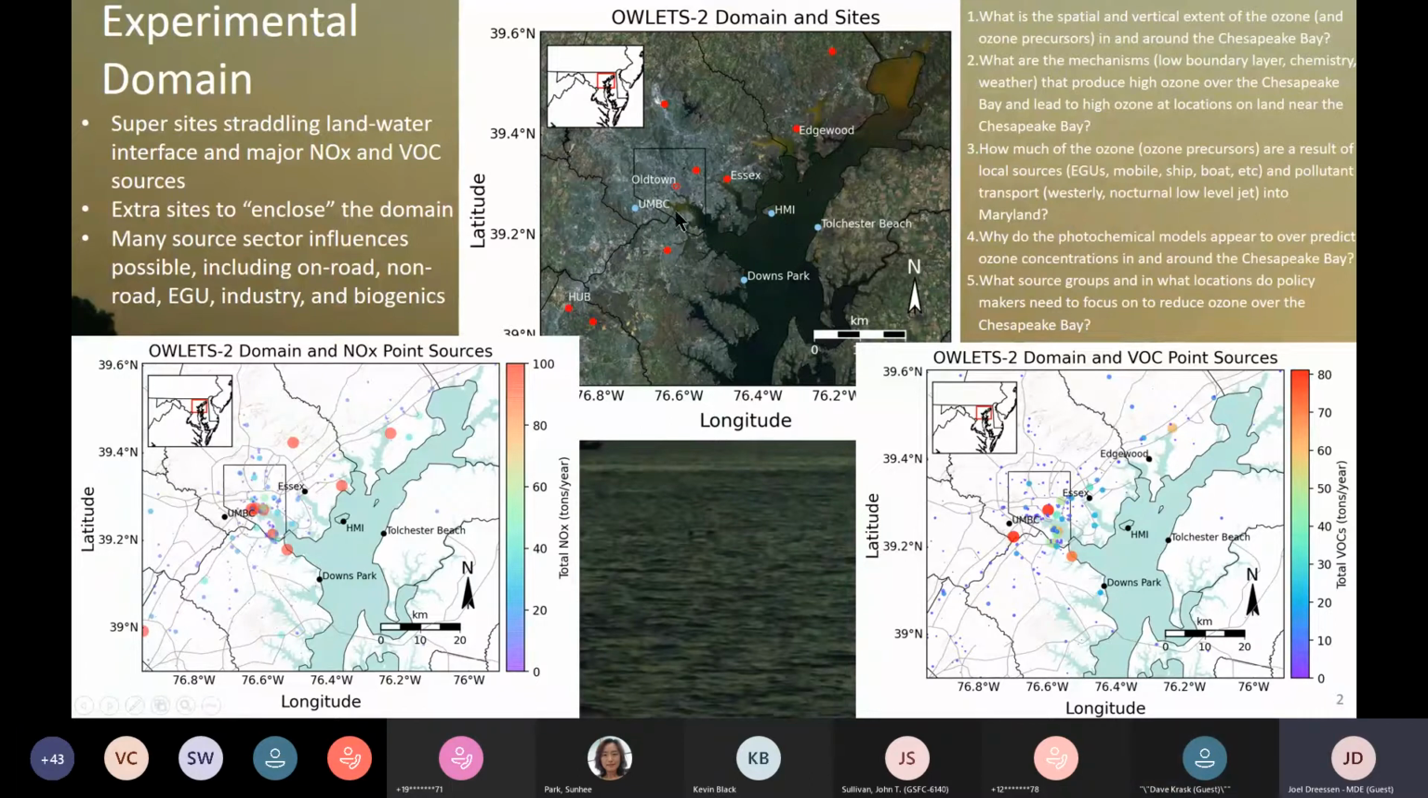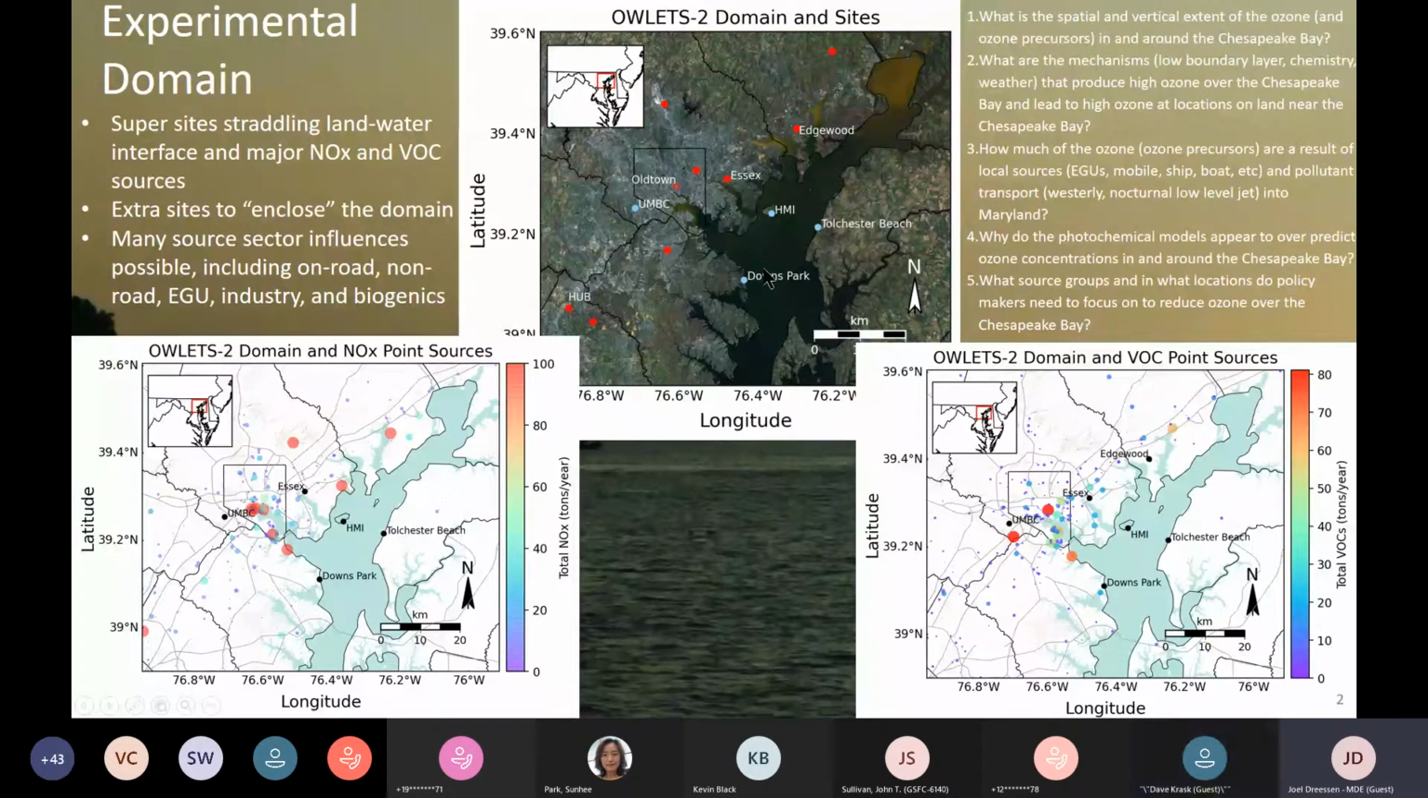The location of those works out logistically and fundamentally as well. Those are straddling an area with intense emissions. So not only do we get a land site and a water site, but we're also straddling an area with a lot of ozone precursor emissions. We also added a couple other sites that John mentioned, Downs Park.